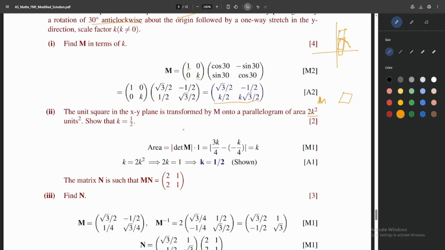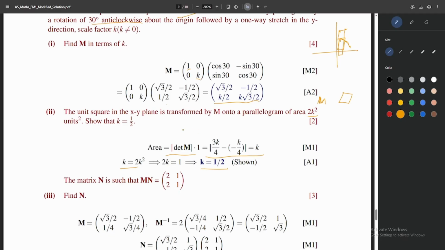Since it's a unit square, what matters is the area scale factor of M. How do we find that? For this transformation, we find the determinant, which tells us how much it stretches the area, so it gives us the area of the transformation. So we get the determinant using the determinant formula, and this determinant is k. Then we equate it to 2k square, and we get the value of k.